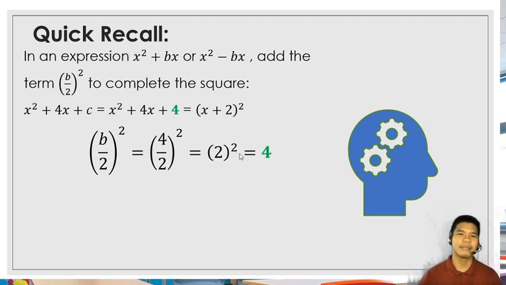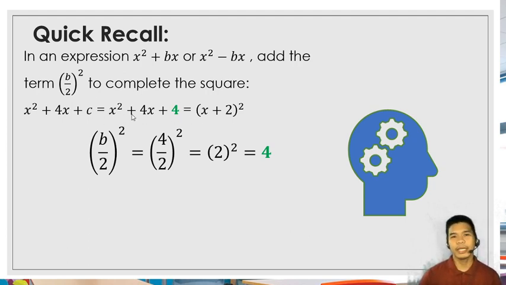So may square pa tayo sa labas. Simplify ulit natin. So that is 2 times 2. That is equal to 4. So after that, yung 4 na nakuha natin, papalitan na natin yung value ng c. So yan na yung value ng c natin. So ang bago nating expression ay x squared plus 4x plus 4. So itong expression na to is already a perfect square trinomial.